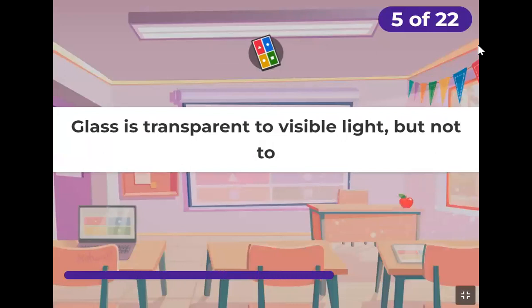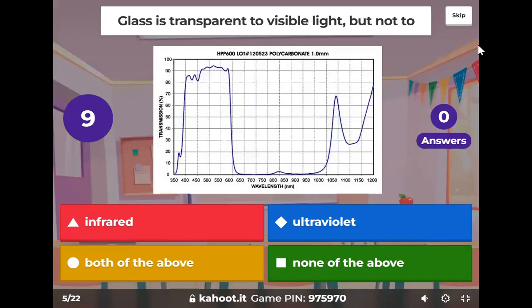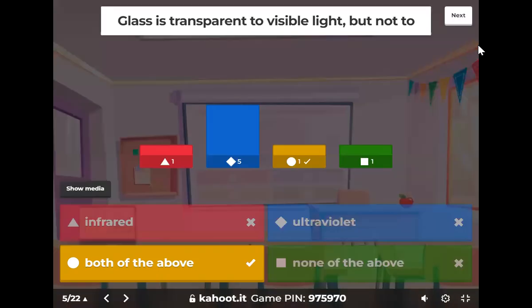Glass is transparent to visible light, but not to what? All right. I did last week sort of tell you guys the ultraviolet, but I don't think I mentioned infrared. So we're going to go with both of those. So what kind of materials can different parts of the spectrum pass through? Let's do another UV example, although you guys said that anyway.